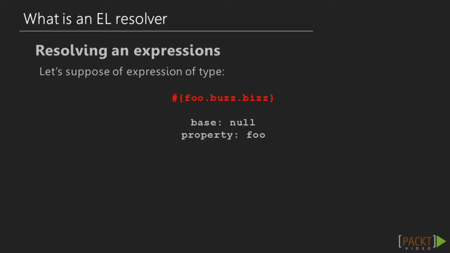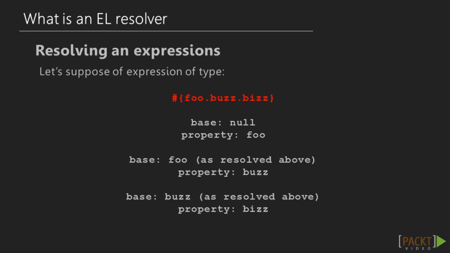First, it searches for the base foo in all available scopes, such as request, session, and application. Then the bean foo is instantiated, and the bus property is resolved by calling the getBus method. Further, the bis property is resolved via the getBis getter, and the result of evaluation is returned.